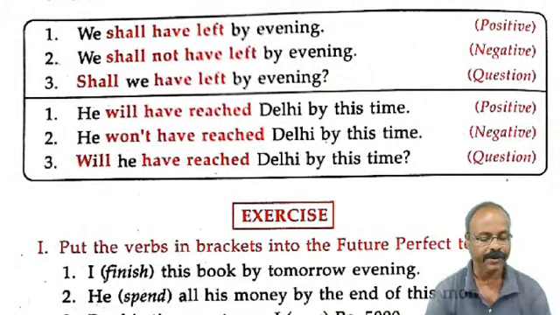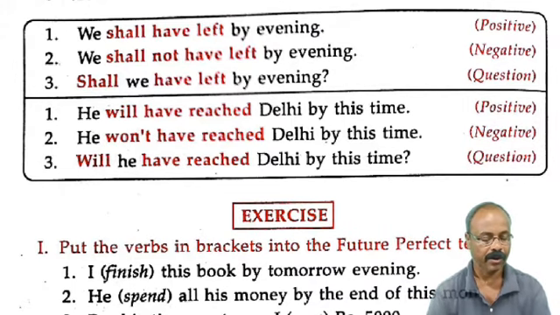We shall have left by evening. This is a positive sentence. We shall not have left by evening. This is a negative sentence. Shall we have left by evening? This is a question.